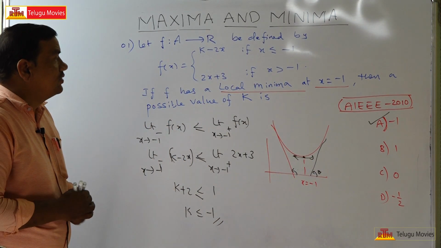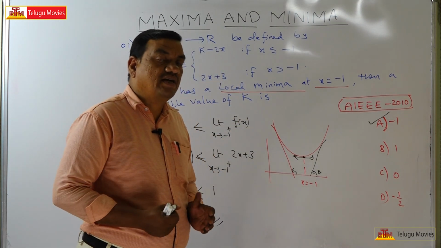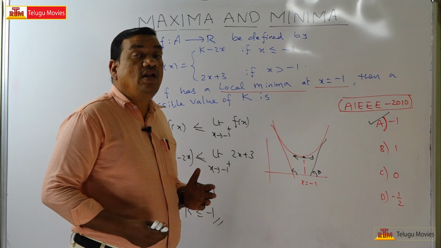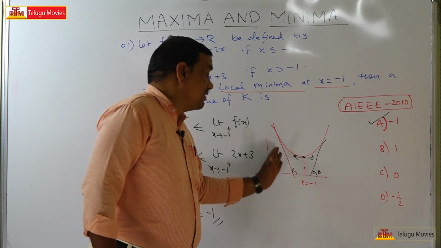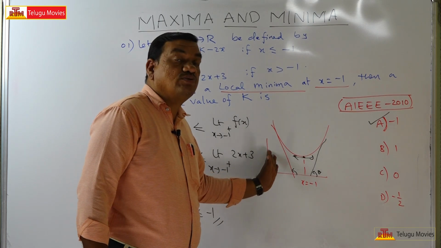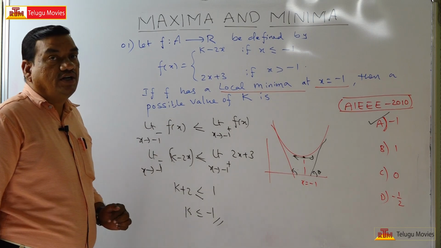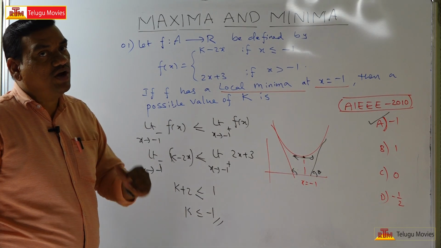Very easy concept. Whenever x is equal to minus 1 has a local minima, that means the slope goes from negative to positive. On the left hand side negative slopes will be there, on the right hand side positive slopes will be there. I hope that you understand this solution. Let us go for the next problem.